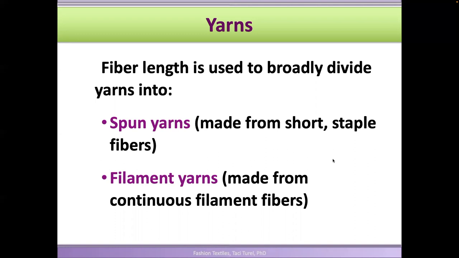When we make yarns out of filaments, filaments are already continuous. So you can put one filament and make it a yarn. We call that a monofilament. Or you can put multiple filaments together. Sometimes, even if you don't need to, you can give it a little bit of a twist and you can create a single yarn out of multiple filaments.